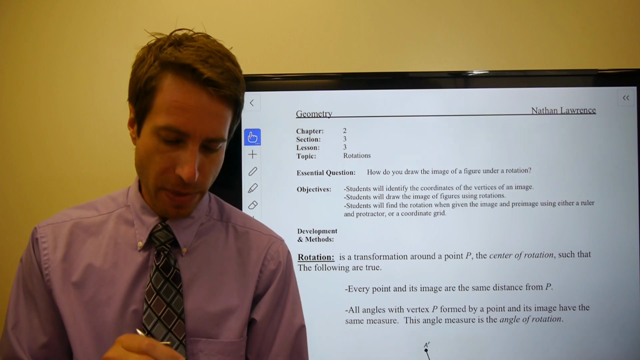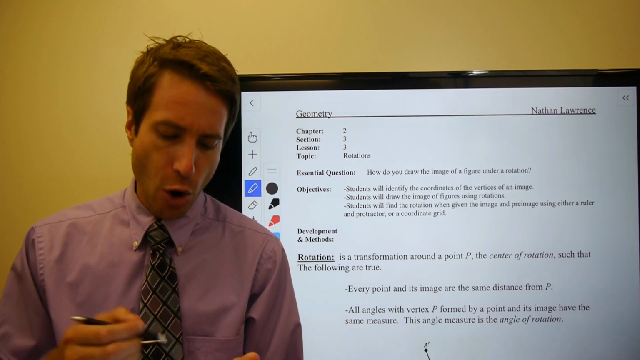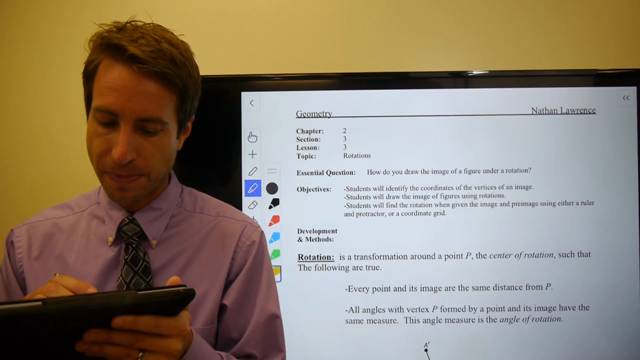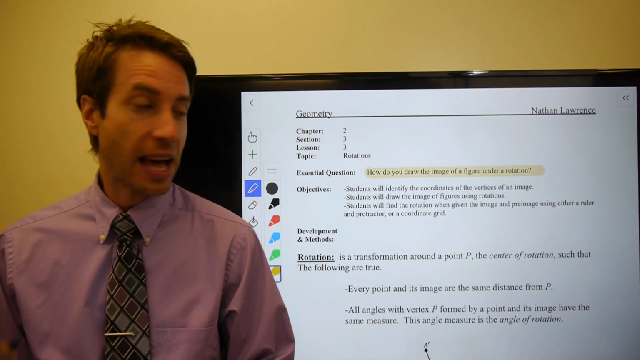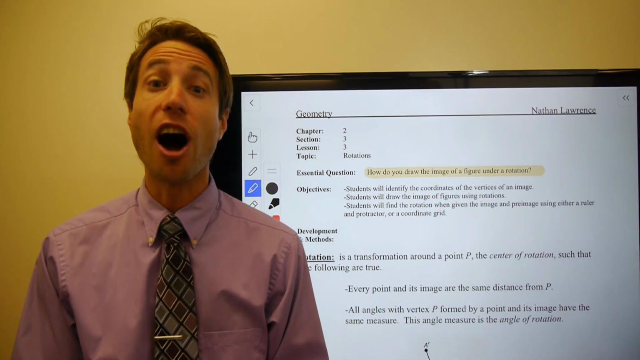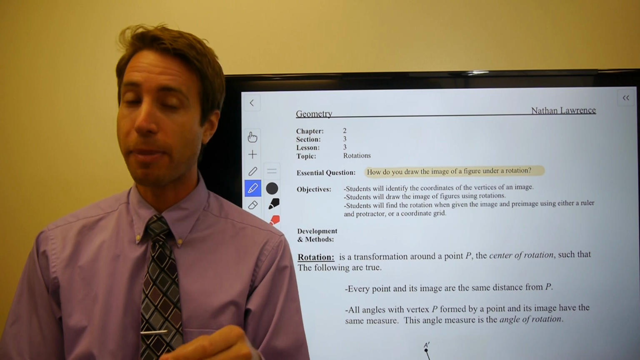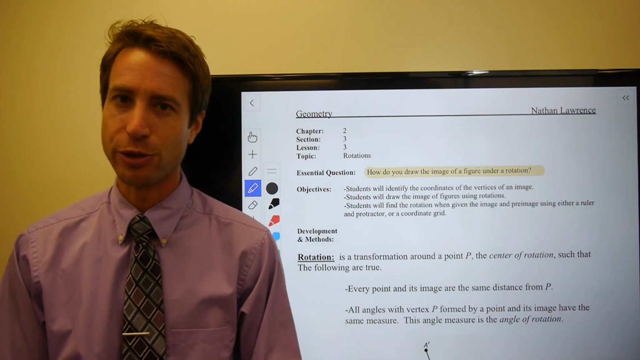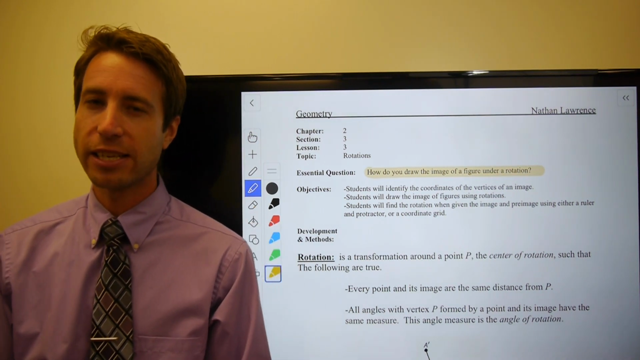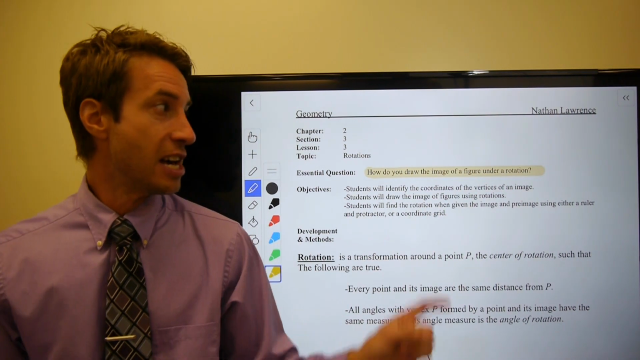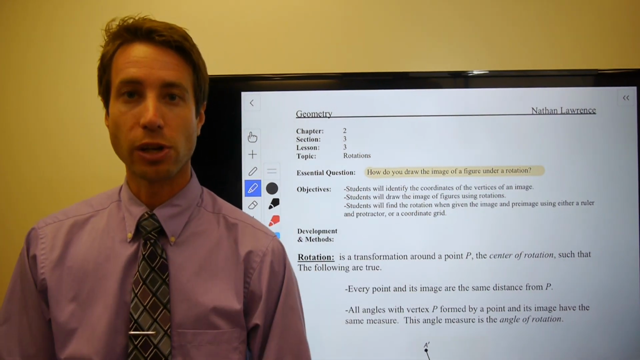But to get us started, to help us focus our learning, we have an essential question you should be able to answer by the time we get to the end of the notes. That question is, how do you draw an image of a figure under a rotation? After performing a rotation, how do you do that? Well, there are several things you need to know, skills that you must have in order to answer that question. Those are going to be our objectives.